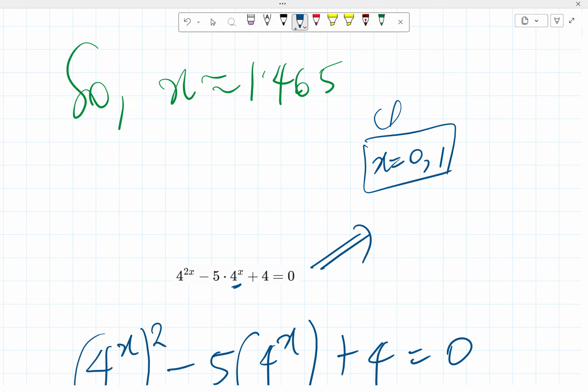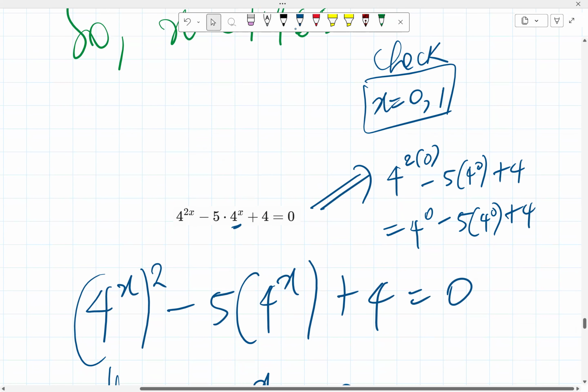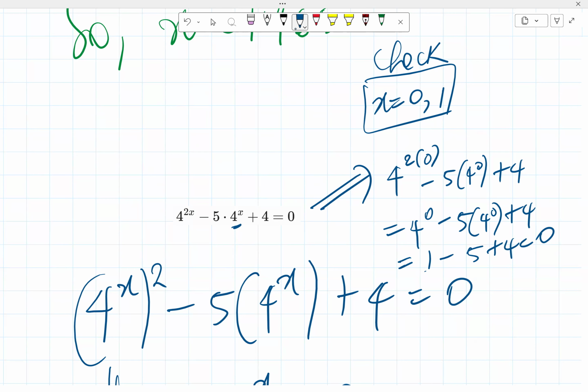So we can check. When x is 0, we have 4 raised to the power 2 times 0 minus 5 times 4 raised to the power 0 plus 4. That means 4 raised to the power 0 is 1, minus 5, plus 4. Everything is 0 because 1 minus 5 is minus 4, and minus 4 plus 4 is 0. So for 0, we are good.